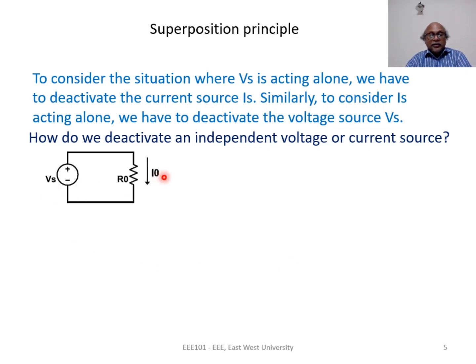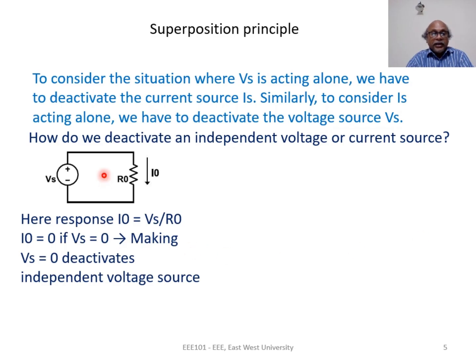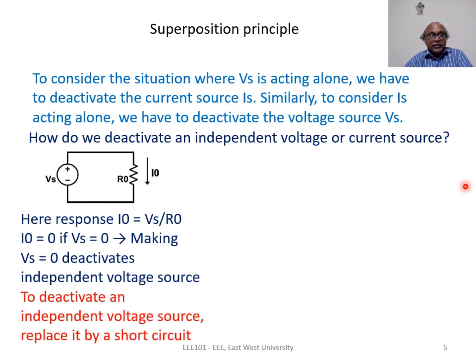In this circuit, if we apply Ohm's law, I0 can be written as Vs by R0. To make I0 equal to 0, we have to make Vs equal to 0. So if in this circuit Vs is made 0, there is no contribution of Vs to I0, and we can say that the independent voltage source has been deactivated. Now 0 voltage is equivalent to a short circuit. So we can say that to deactivate an independent voltage source, we replace the voltage source by a short circuit.